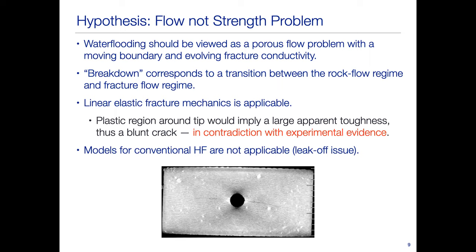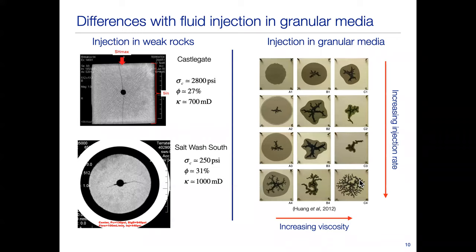The other thing I want to say is that a lot of the work on weak rock has actually been done not on weak rocks, but on granular media. And you can see on the right here very nice results that were published by Hain Huang at Georgia Tech, where we show different patterns of crack-like objects as a function of the fluid viscosity and the injection rate. So the contention that I have is that a granular medium is not a very weak rock, because weak rock means that there's some cohesion, and if there's some cohesion, there's some softening, and if there's some softening, there is localization. So we cannot look at granular media as a limit of a weak rock. Okay, that's the hypothesis that I'm putting forward.